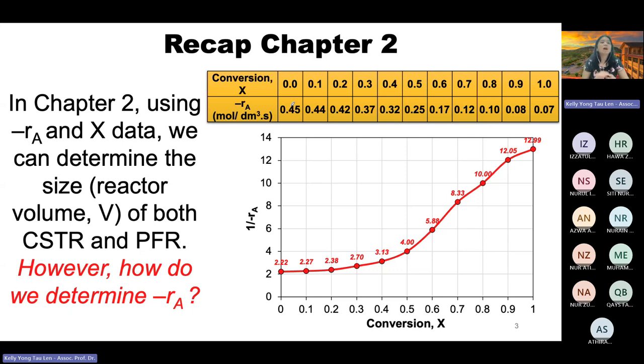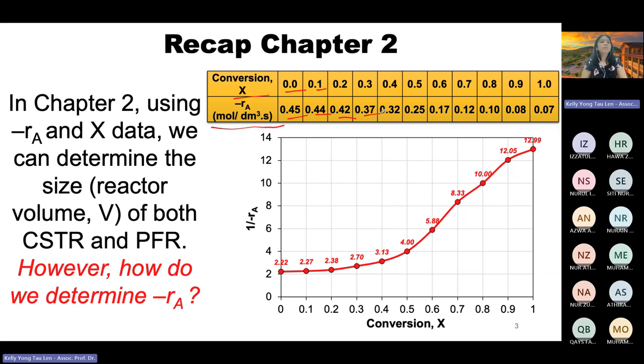The first way is the conversion versus minus RA. That means for each conversion, you are given the information of how much the minus RA is. So you are using this table of information. Let's say if I know my conversion is 0.2, my minus RA is 0.42. Based on this information, I calculate the volume of the reactor.